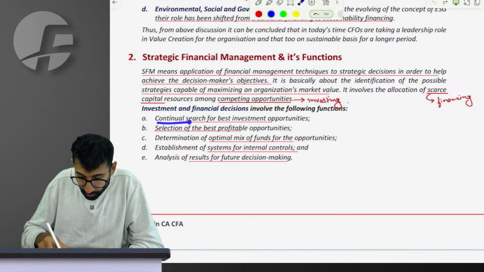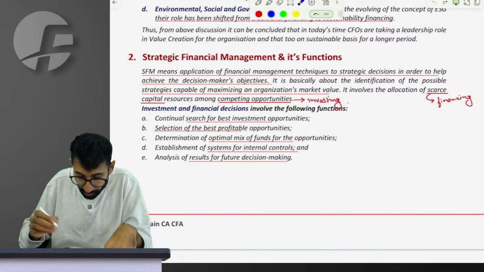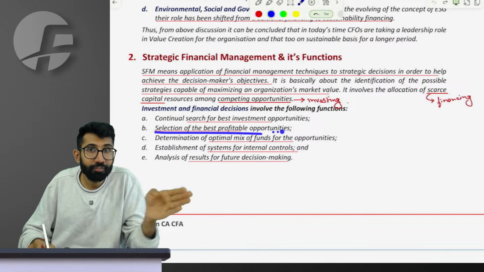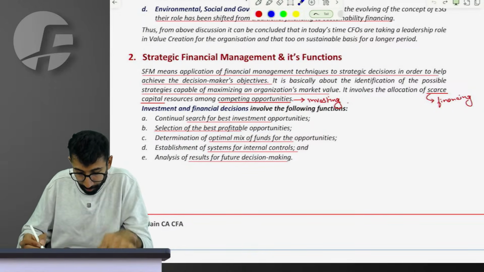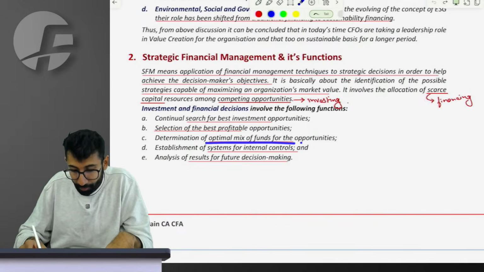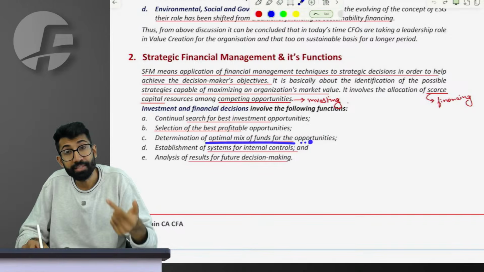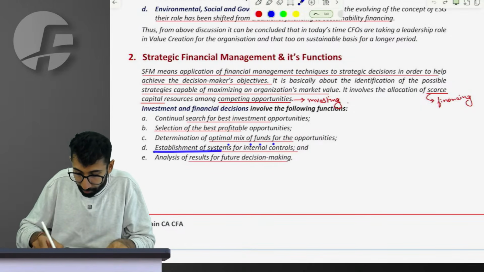Sir, it involves continual search for the best investment opportunity, which is the best project where we can invest. Selection of the best profitable opportunity: when you identify different opportunities, you select one particular opportunity or two, three particular opportunities. Determination of optimal mix of funds: when you invest in that opportunity, you need the money. How will you raise it, from debt or equity? That is the thing. Establishment of a system for internal control.